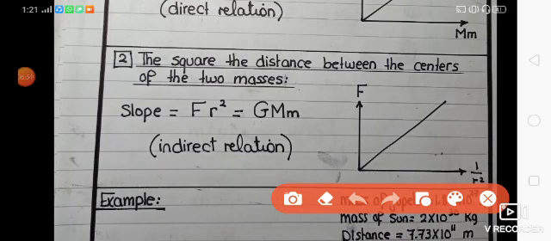The second factor is the square of the distance between the centers of the two masses. The relation is between the force and the distance between the two masses. It is an inverse relation, as we can see, so the slope will equal F r to the power 2, which equals G M capital m small.